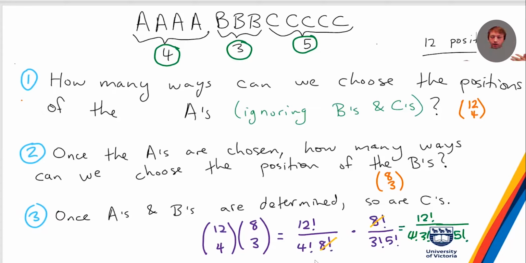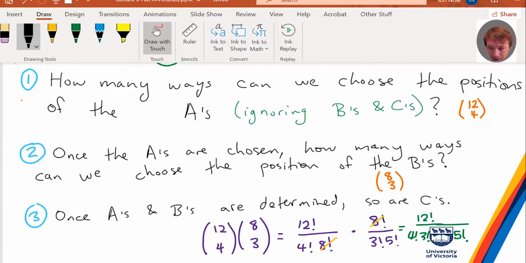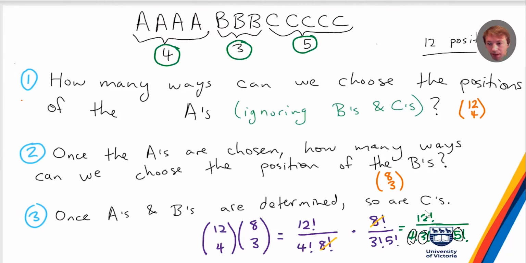Anyway, if you're ever dealing with these problems, that's always going to be the answer. Take the total number of things factorial on the top, and then look at how many of each type you have and divide by all of those factorials. So all the numbers down here should add up to the same thing as the top: 4 plus 3 plus 5 is 12, and that adds up to what's on top. So if you just want to remember the trick, this is how it works.